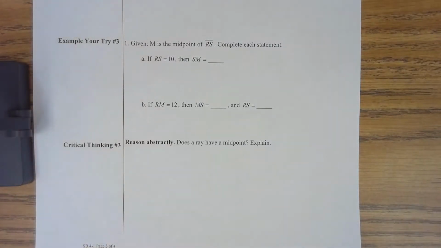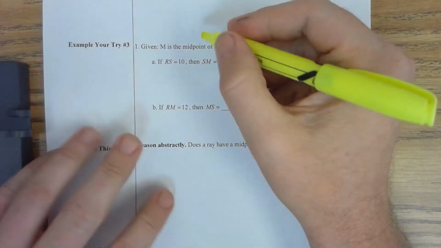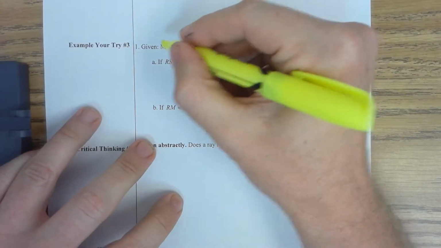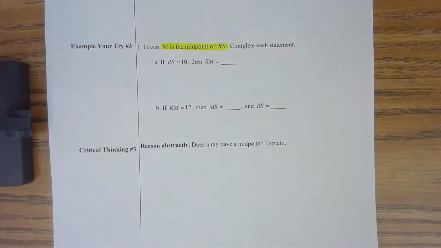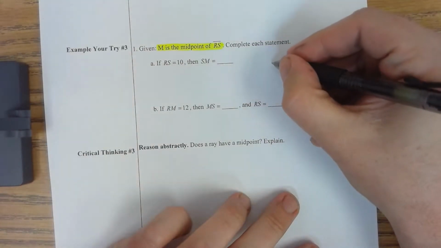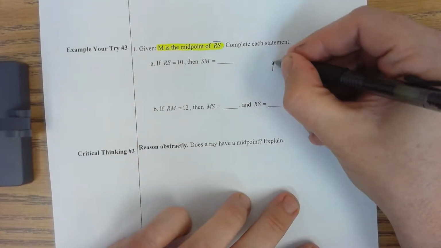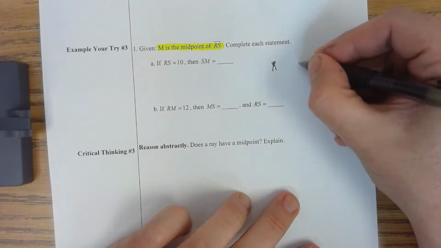Okay, welcome back. Let's take a look at this example. It says that given M is the midpoint of RS. That's our important information. Okay, complete each statement. Let's draw it out. Okay, I've got R, and I've got S, and I've got M in the middle.